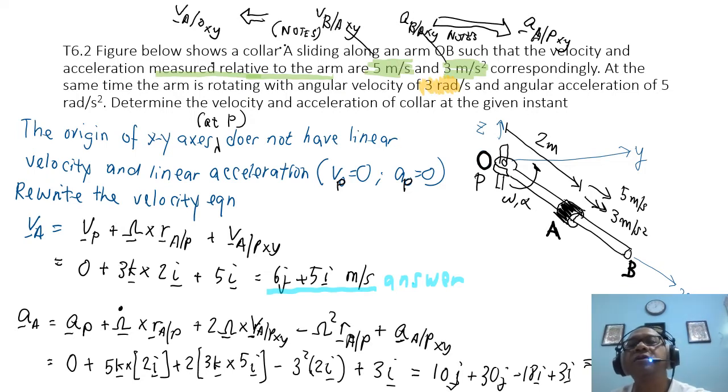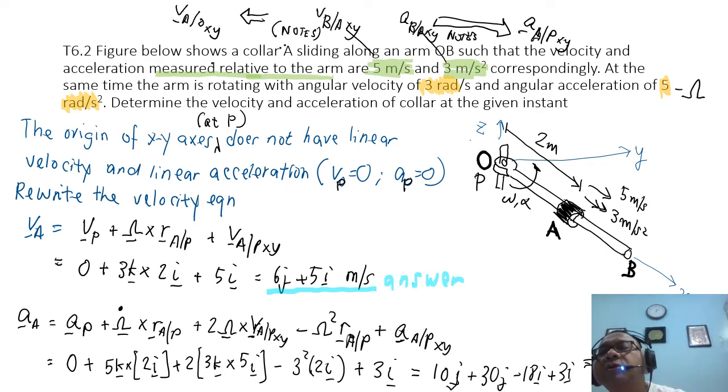And then angular acceleration of 5 radian per second square. We know that this belongs to this data because of the coordinate system xy. Our coordinate system xy is pinned or fixed to the rotating arm, so it's also rotating in the direction given. So this is our omega dot. The 5 radian per second is our omega dot, and this 3 radian per second is our omega.